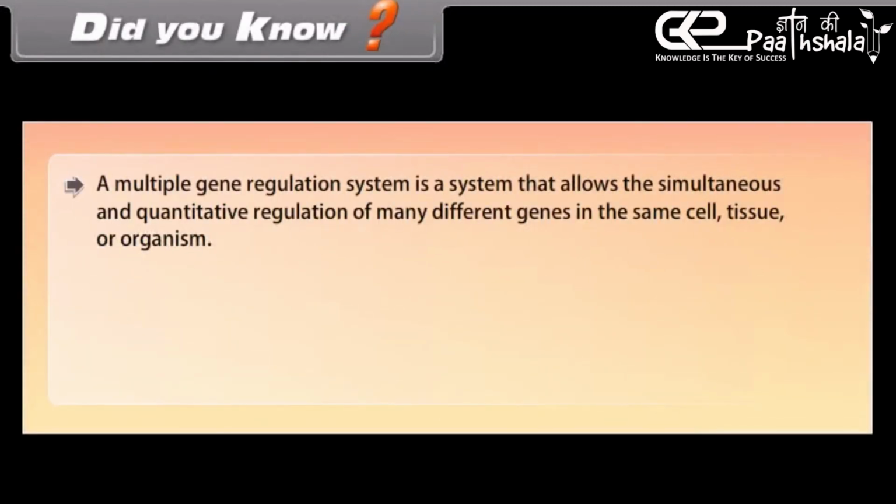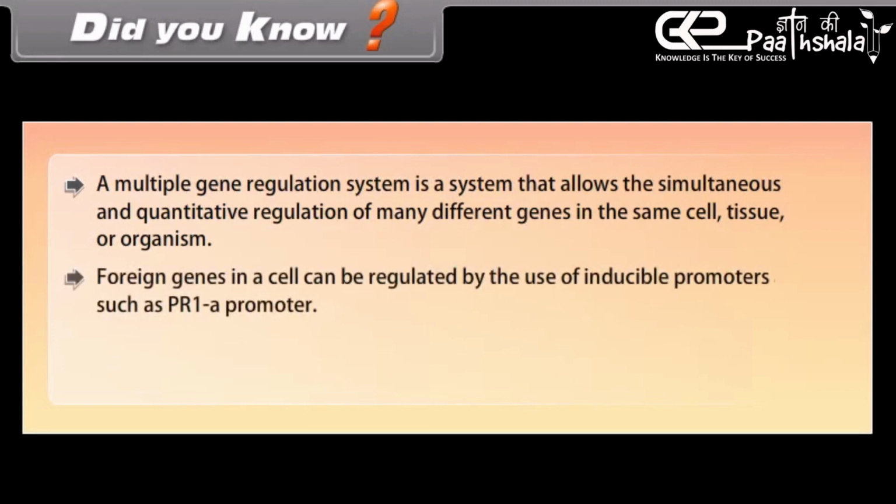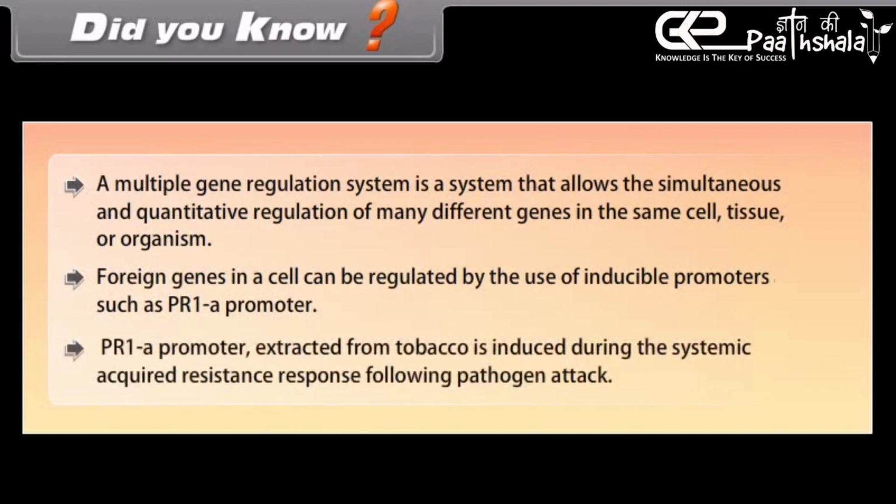Did you know? A multiple gene regulation system is a system that allows the simultaneous and quantitative regulation of many different genes in the same cell, tissue, or organism. Foreign genes in a cell can be regulated by the use of inducible promoters such as PR1A promoter. PR1A promoter extracted from tobacco is induced during the systemic acquired resistance response following pathogen attack.